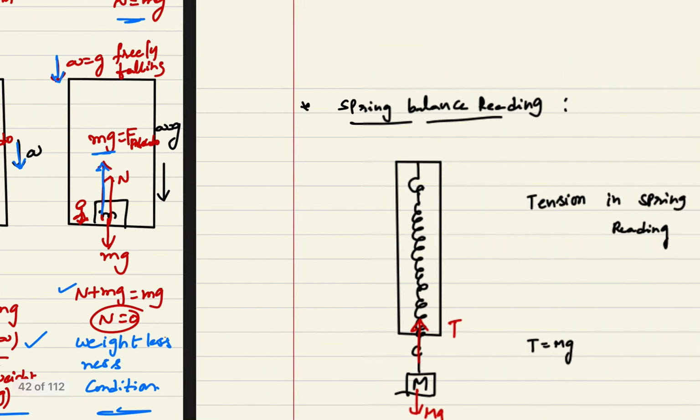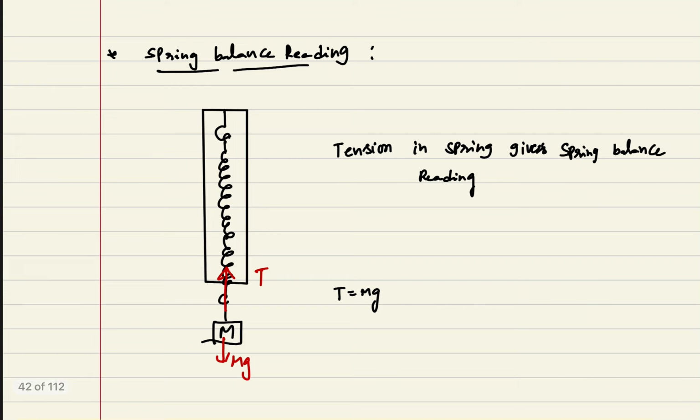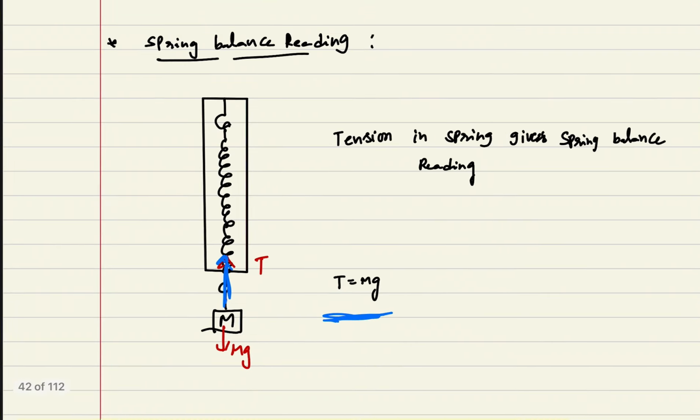Now you will see the spring balance reading. If you want to measure any spring balance reading, the tension in the spring gives the spring balance reading. In different situations, whenever problems are given, just observe that whatever the spring reading is, that is the tension in the spring, and that gives the spring balance reading. Okay, this is about the spring balance reading.